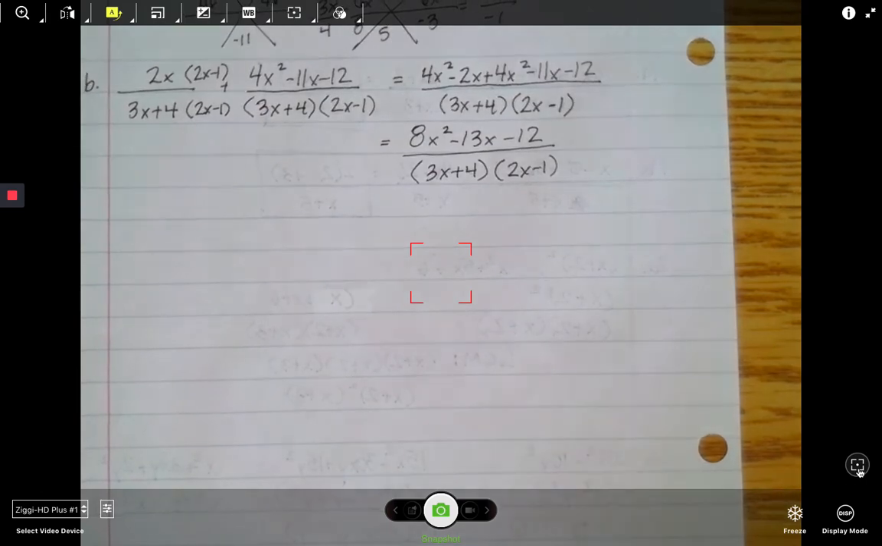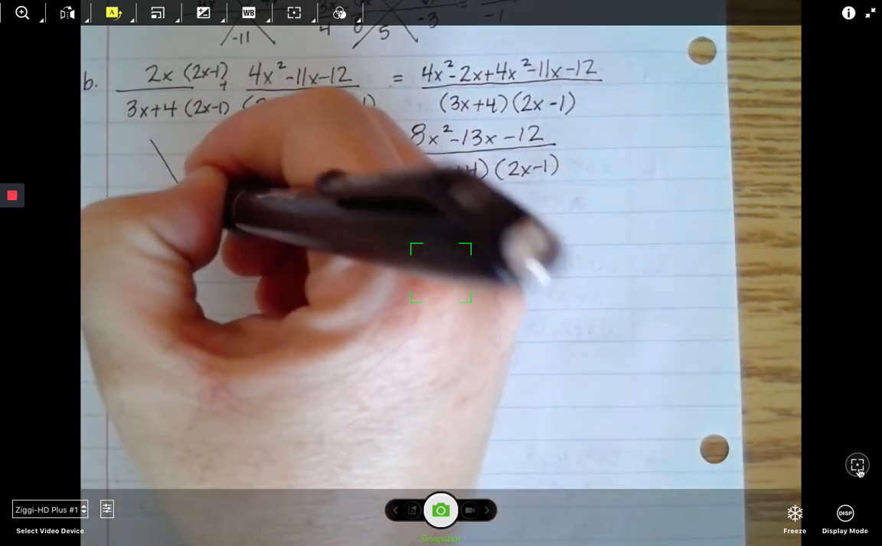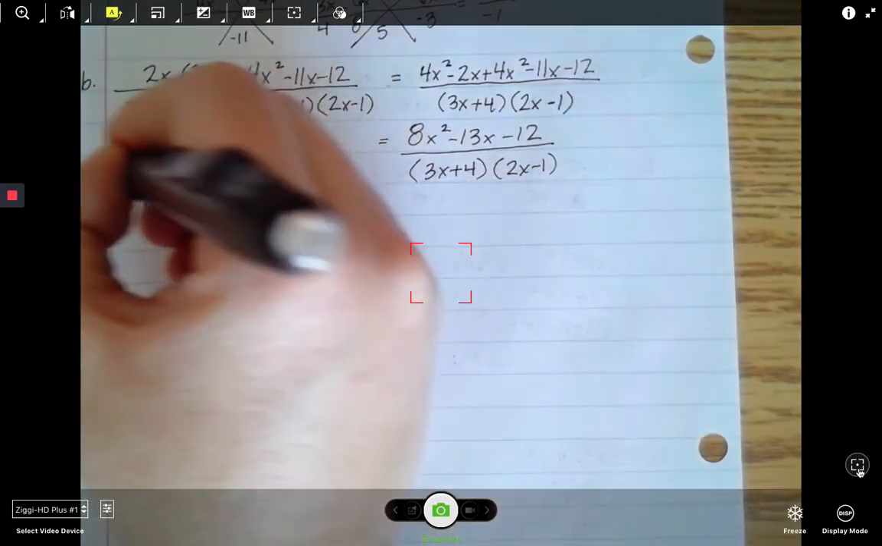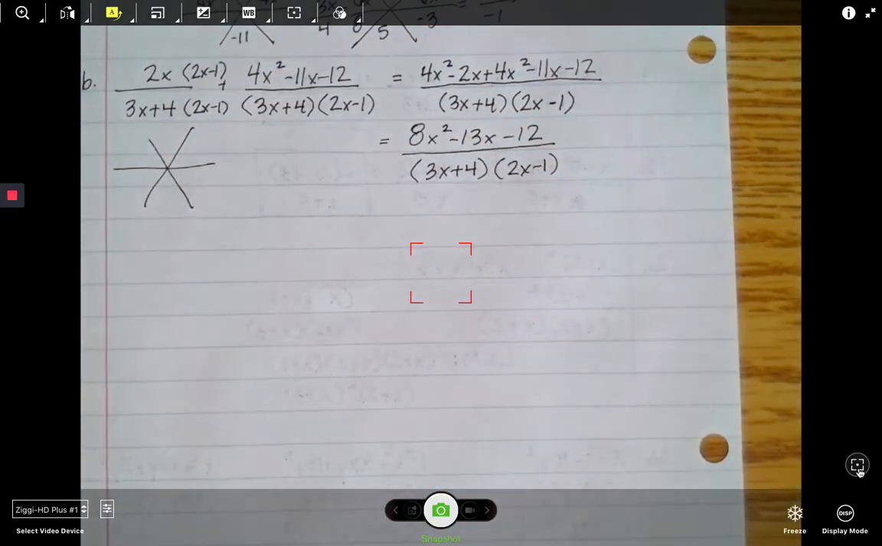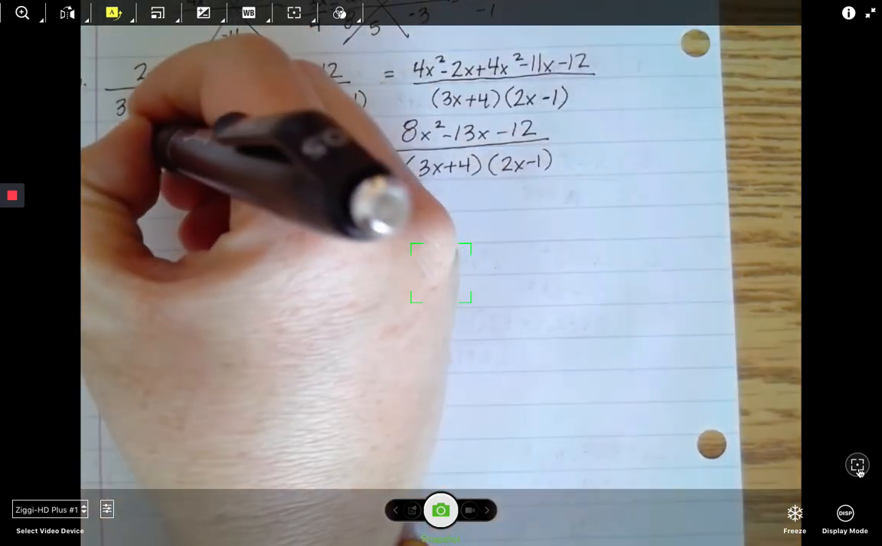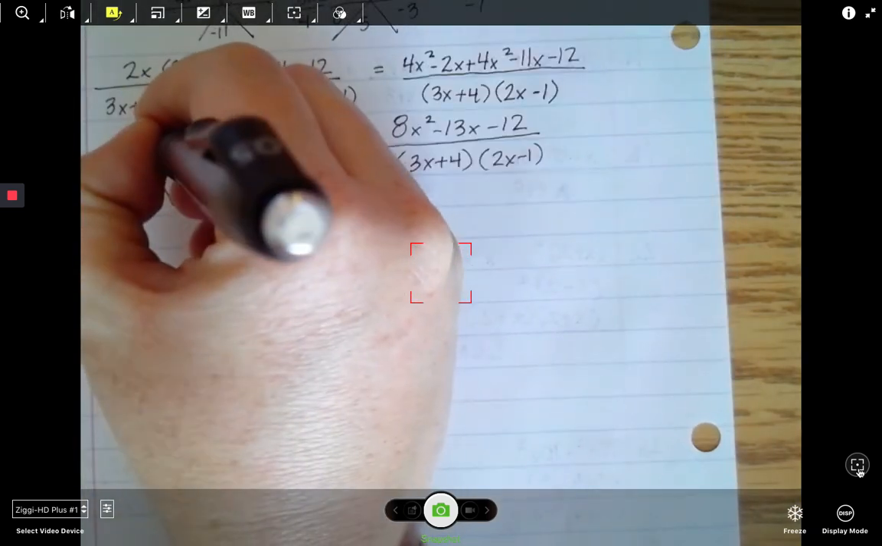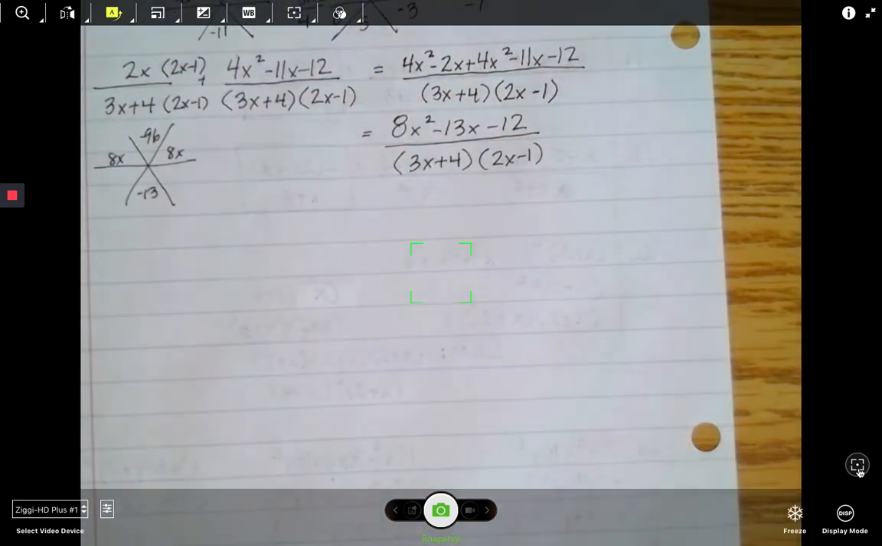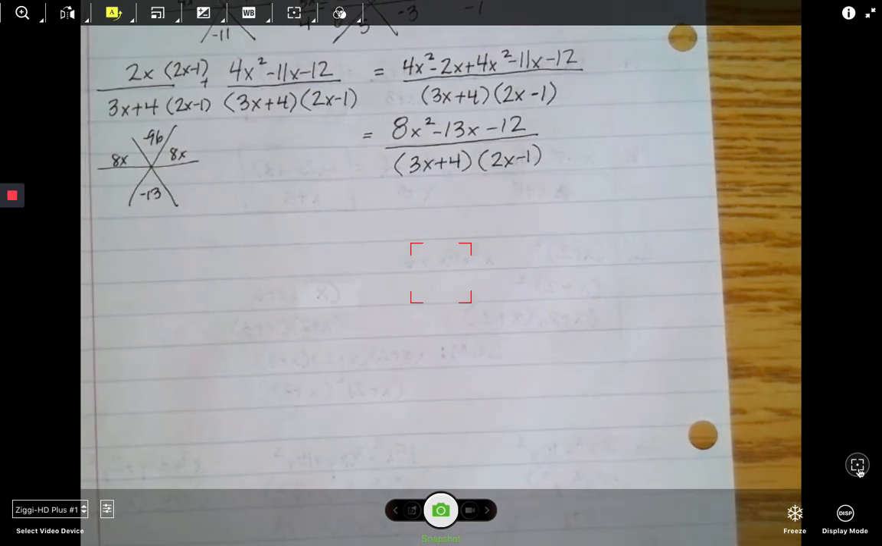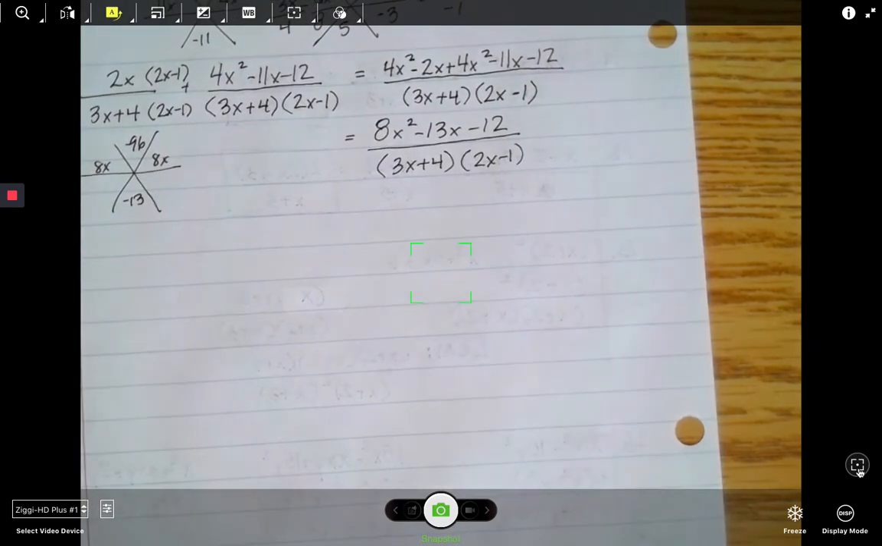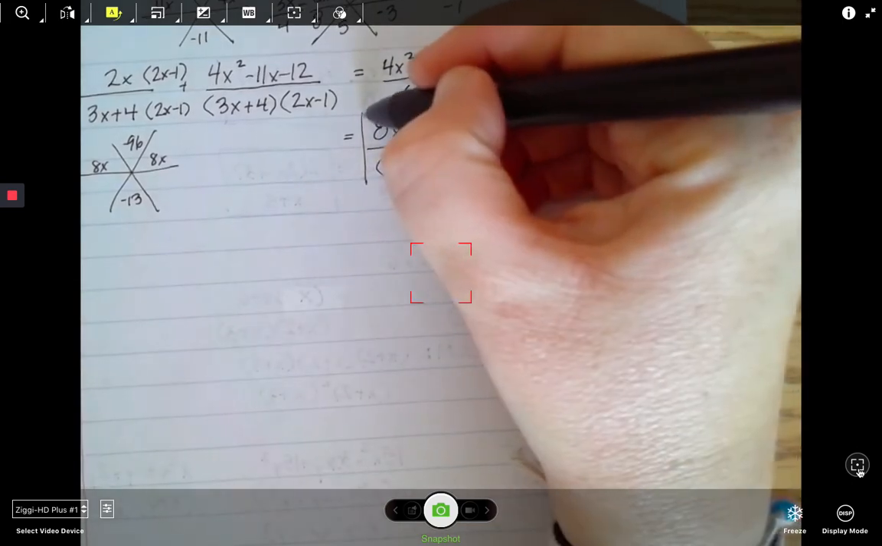And I'm going to see if it can factor. I don't think it can. Negative 96, negative 13, 8x, 8x. Nope, it can't be factored, so this has to be our answer, okay?